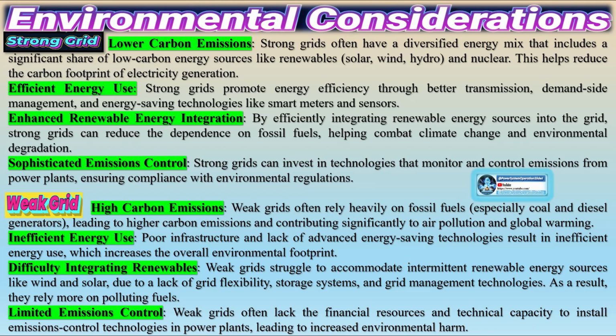Because of frequent outages and voltage fluctuations, weak grids find it challenging to handle the variability of renewable energy, which can further destabilize the system. In weak grids, renewable energy sources are often curtailed, i.e., turned off because the grid is unable to absorb excess power, which wastes renewable energy potential.